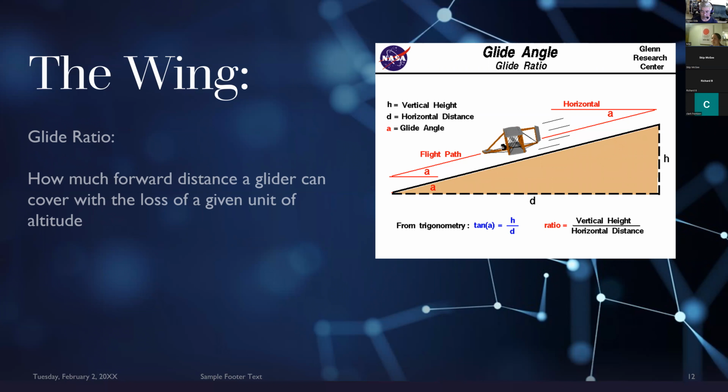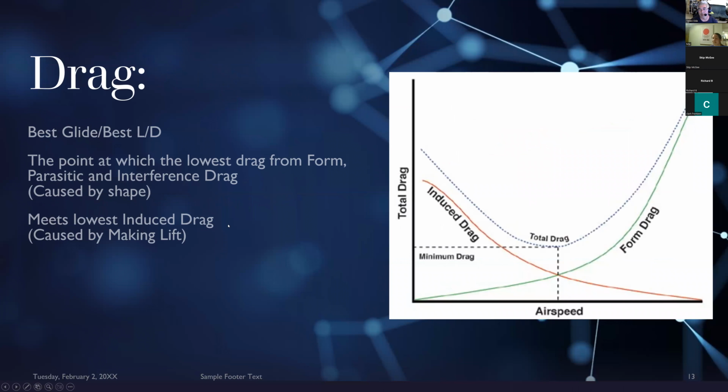So if on a typical Falcon, you get like a 7-to-1 glide ratio, right? So if I lift you 1 foot in the air, you'll go 7 feet forward, right? If I lift you 10 feet in the air, you'll go 70 feet forward, right? If I lift you 1 mile in the air, you go 7 miles down, right? That's the glide ratio.